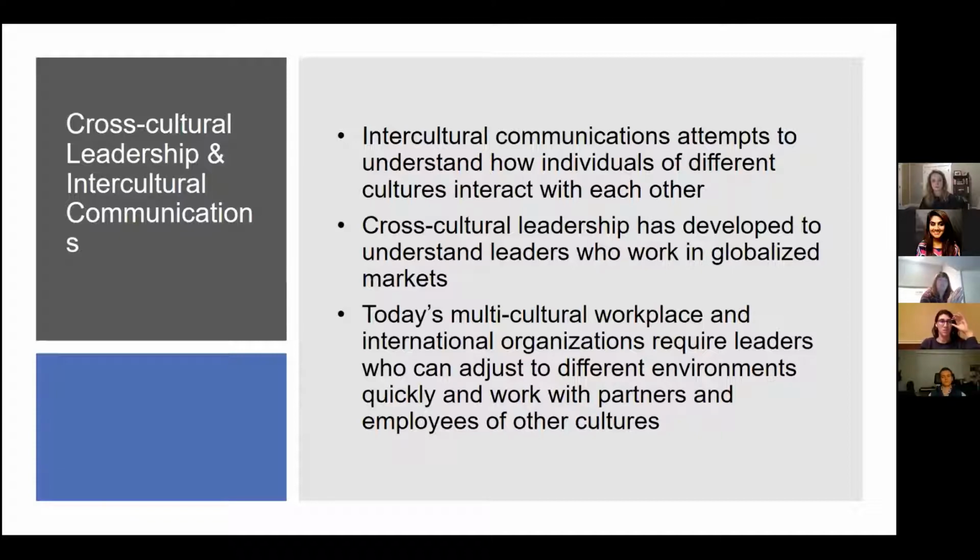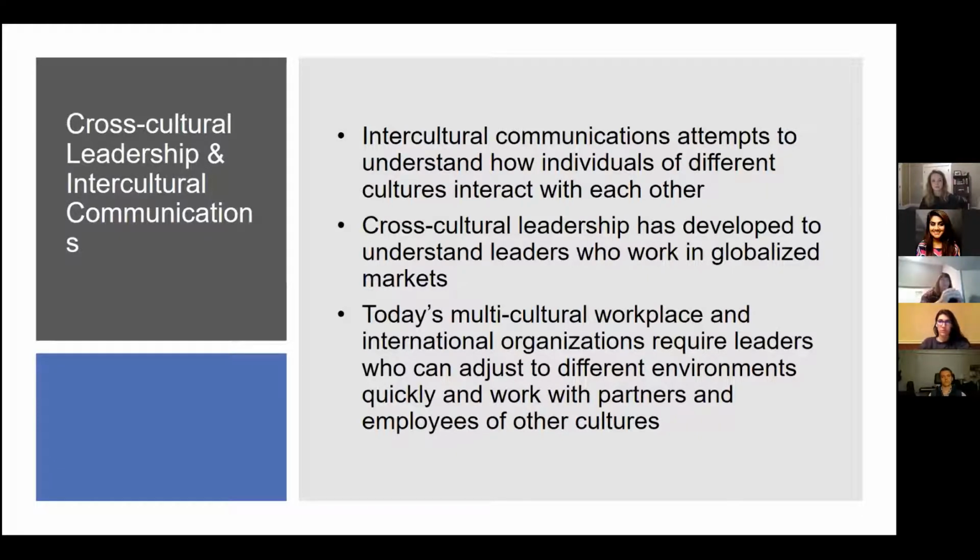intercultural communications, these two concepts have emerged as a way to help individuals and organizations achieve this, right? So this way of avoiding black and white thinking. So in many ways, you can't really be effective at one without being effective at the other, right? And so, for example, intercultural communication attempts to understand how individuals of different cultures interact with one another, right?